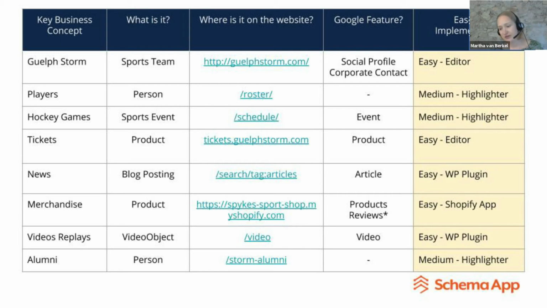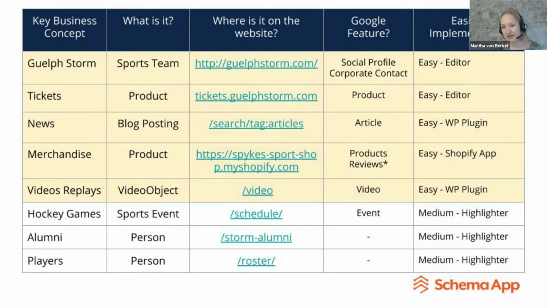Video replays could also be used with the WordPress plugin. And then alumni, again, we would want to add some additional content to that and then use the highlighter. And then we would magically reorder these and say, oh, in phase one, we're going to do tickets, news, merchandise, and video replays because they all get a Google feature and they're high value to the business.